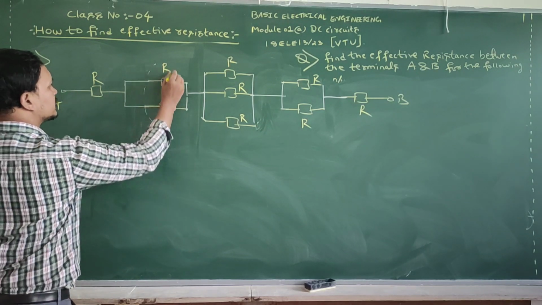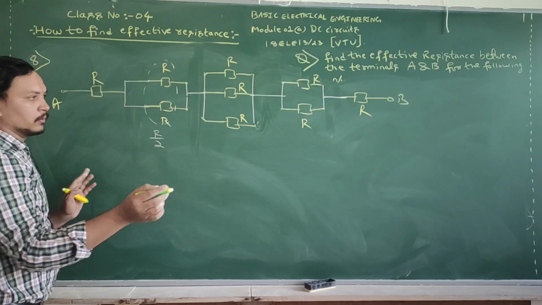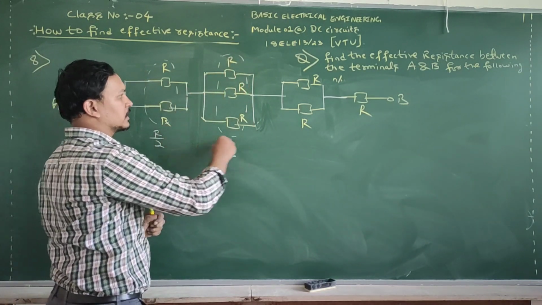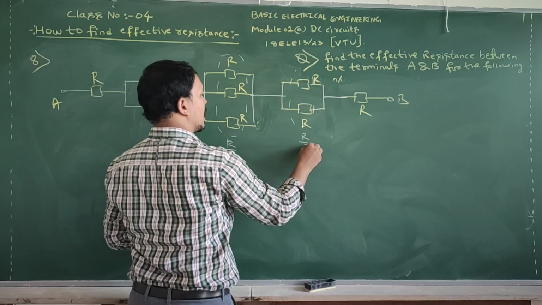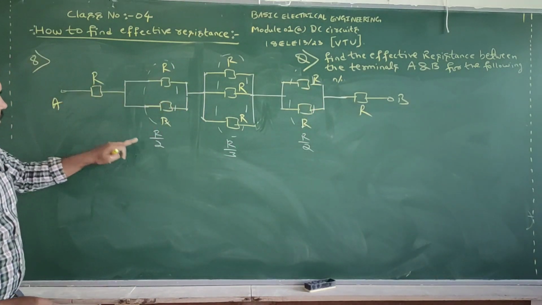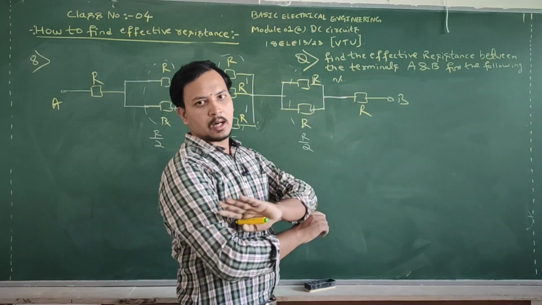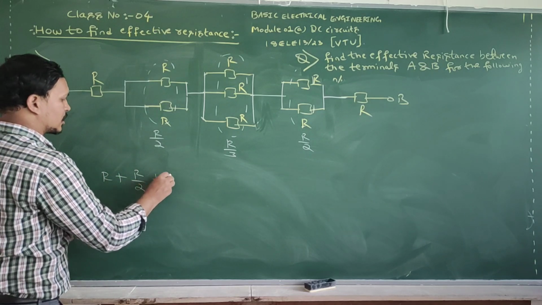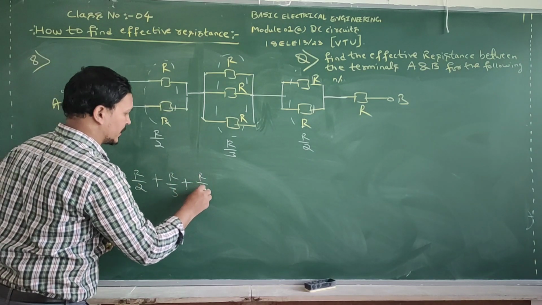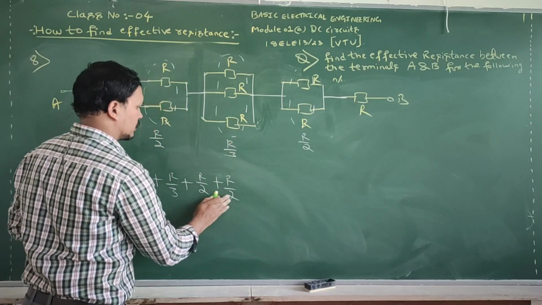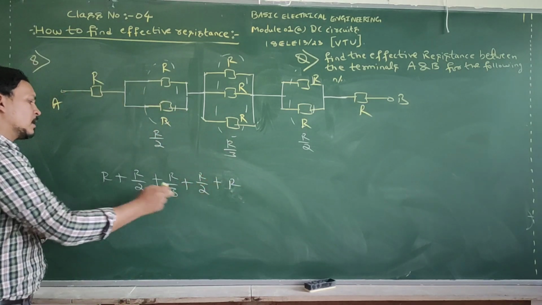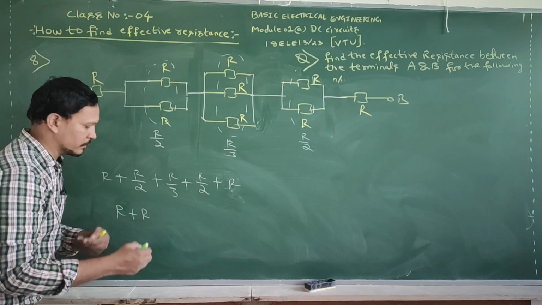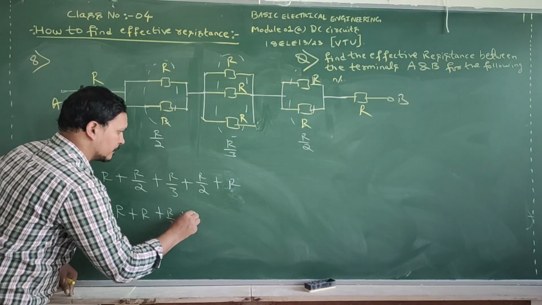What is the effective resistance of this? Identical elements, R by 2. What is the effective of this? All are connected in parallel, identical, R by 3. What is this? R by 2. Okay, now R by 2, R by 3, R by 2, R. All are connected in series. So series means add all the resistance. R plus R by 2 plus R by 3 plus R by 2 plus R. R by 2 plus R by 2, how much you will get? R only. Half plus half is 1, plus R by 3 plus R.